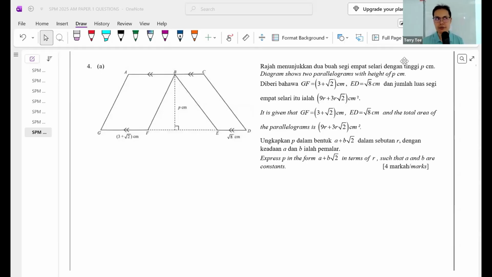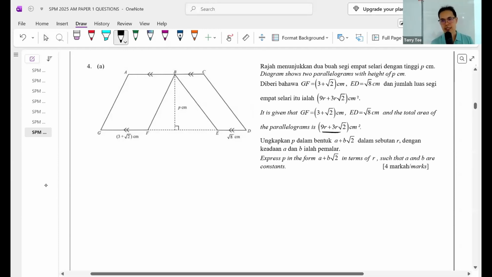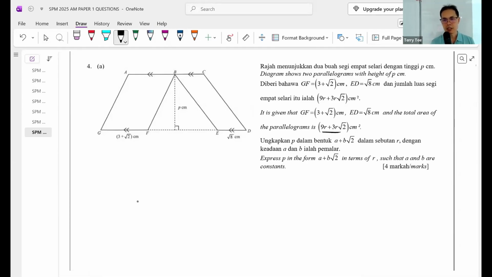Question number 4. This is Form 4, Chapter 4. Indices, sets and logarithm. This is for sets. Okay, diagram shows two parallelograms with height of b. GF is 3 plus z squared, and the total area of the parallelograms is 9r plus 3r z squared. Express p in terms of r.